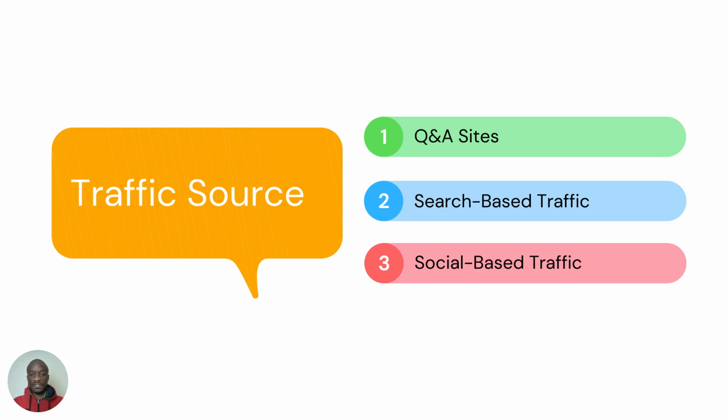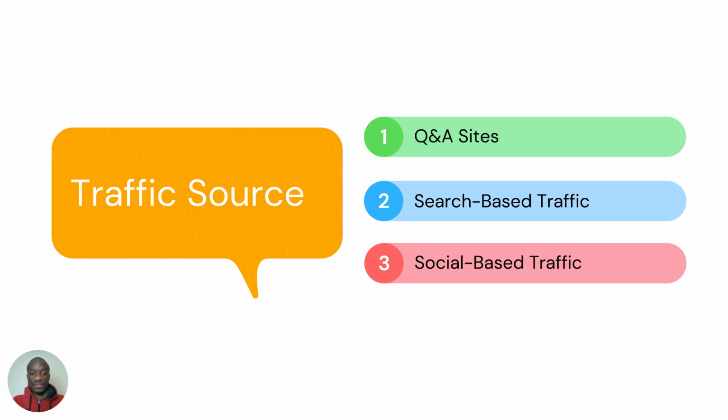Next, you have search-based traffic. These will be the traffic that are actually searching which product is better, A or B. Where can I get this product? How do I use this product? So this will be search traffic. This will be Google, YouTube. You also have Pinterest. People can search in Pinterest.